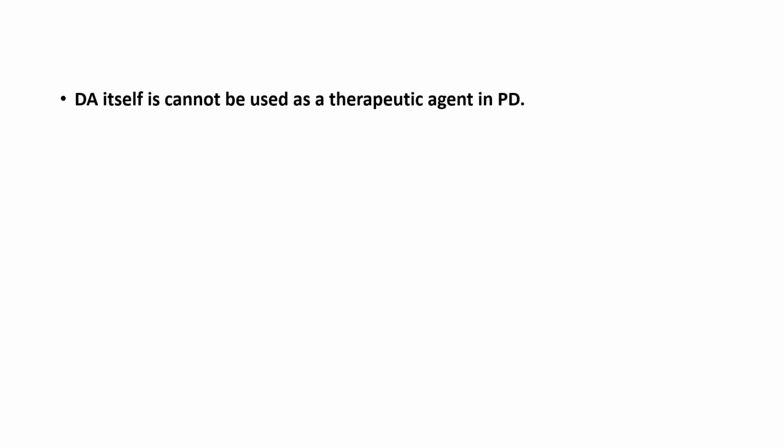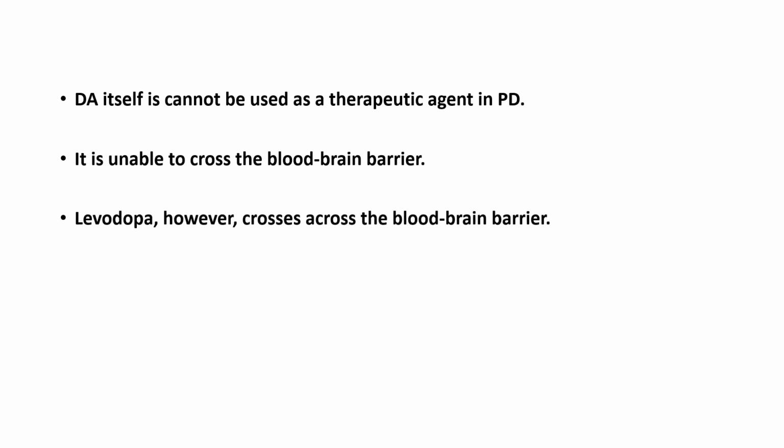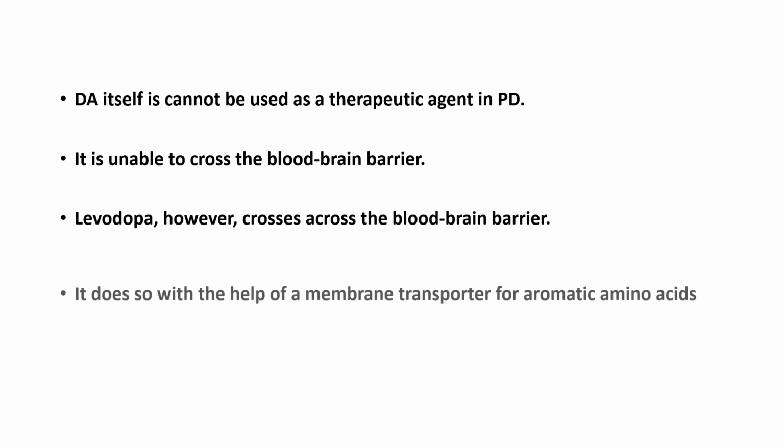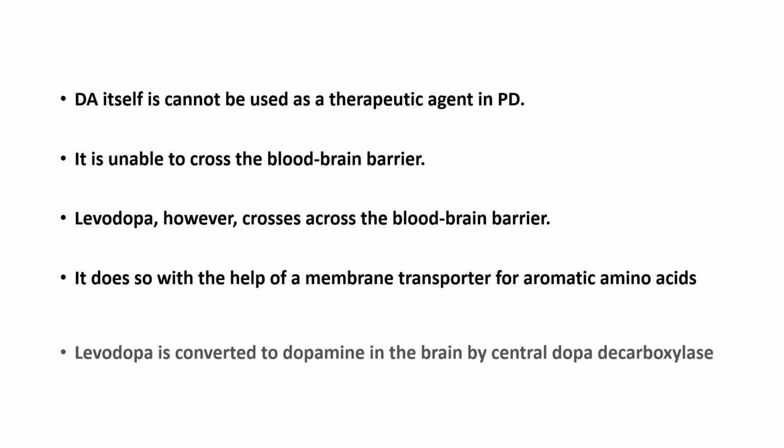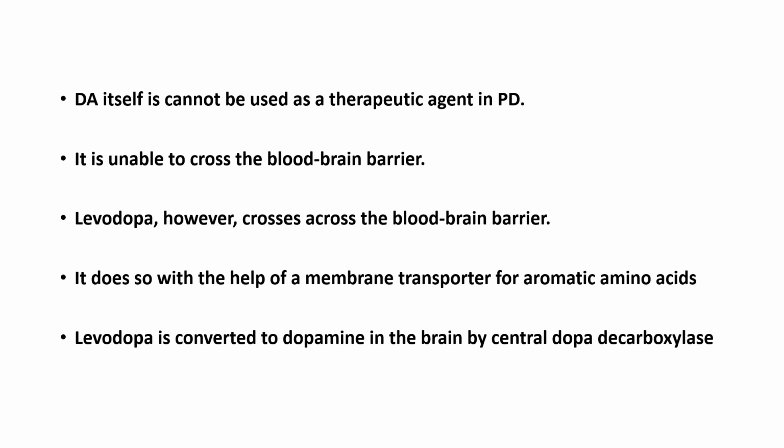Now, dopamine itself cannot be used as a therapeutic agent in Parkinson's disease because it cannot cross the blood-brain barrier. On the other hand, levodopa can cross the blood-brain barrier with the help of a membrane transporter on the blood-brain barrier. Once inside the brain, levodopa is converted to dopamine by central dopa decarboxylase enzyme. At the time of recording, levodopa is by far the most effective agent in the treatment of Parkinson's disease.